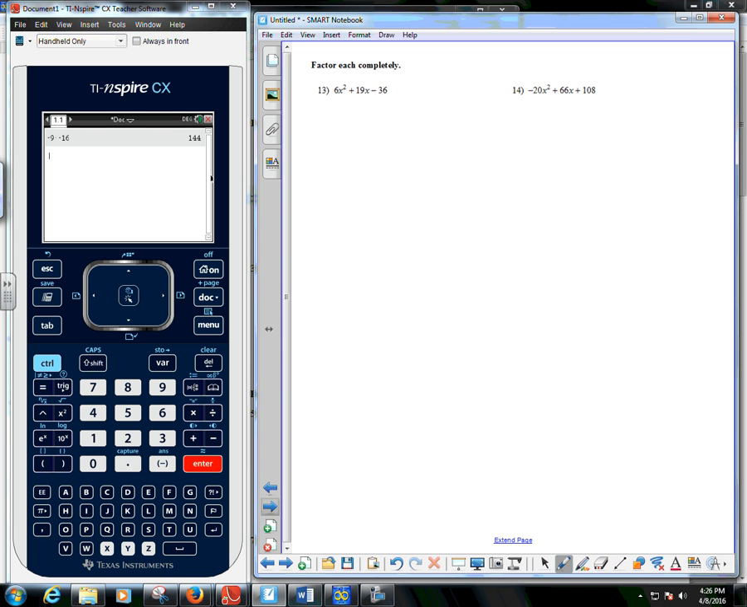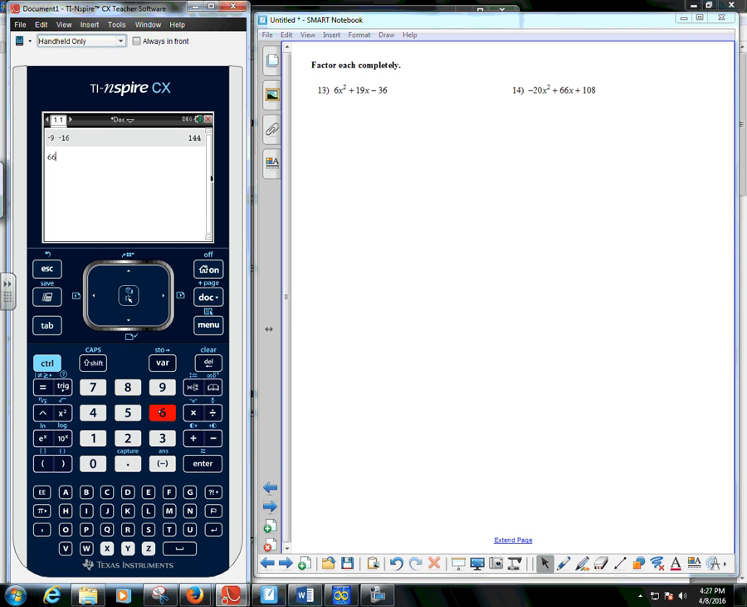Number 14, so I consider my GCF. I've got negative 20, 66, and 108. So I don't actually know. I can see that they're all divisible by 2, but I don't know if they're all divisible by 4. So I'm going to divide 66 by 4 and see if that gets me anywhere. Nope, 66 is not evenly divisible by 4. So I'm going to factor out a 2, but we had a rule that said if my first term was negative, I would factor out a negative number.